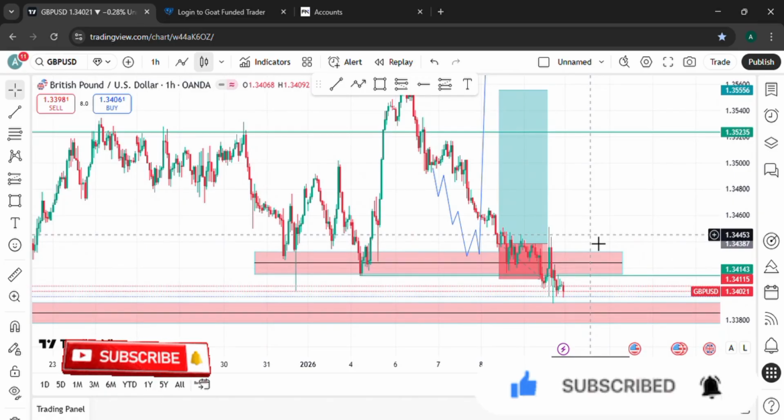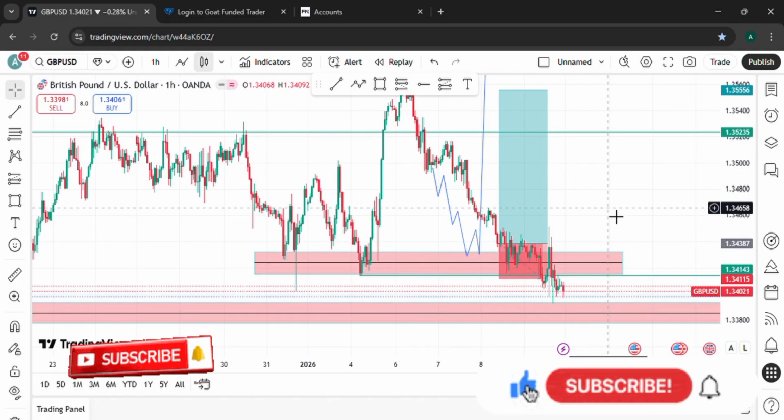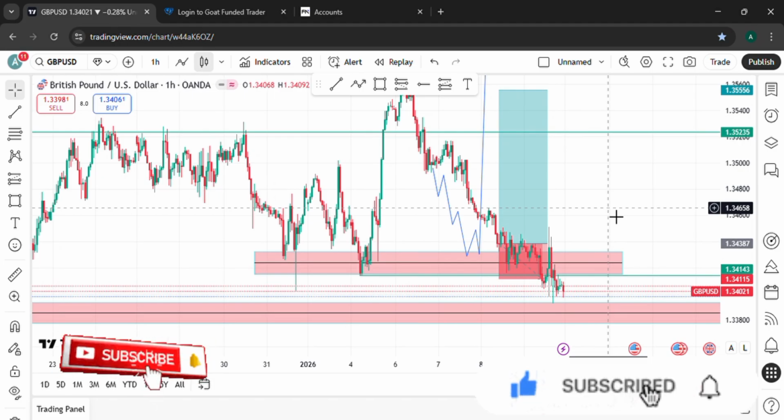So I lost 2 trades and won 2 trades. That is, I won around 6 percent for the winners, and I lost 2 percent for the losers. That is 6 minus 2, that is 4. So I'm still good for the week.